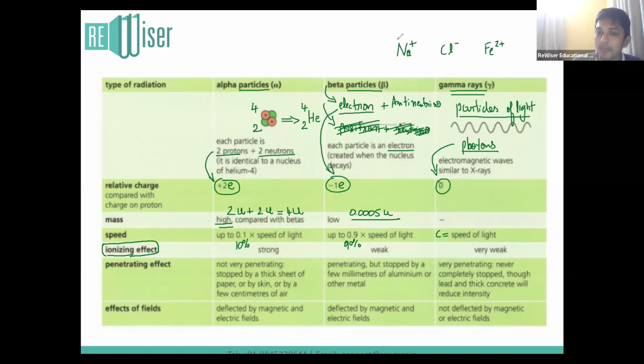Basically, knock out the outermost valence electron from an atom, or the ability to provide electrons to complete the outermost orbital of an atom. That is the property of ionization or the ionizing effect. Because alpha particles have the highest charge, as you can notice here, they have the highest, or the strongest, ionizing power.